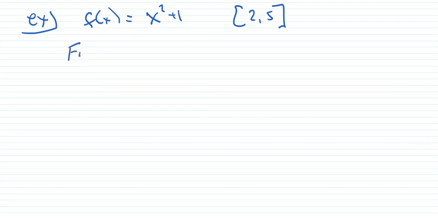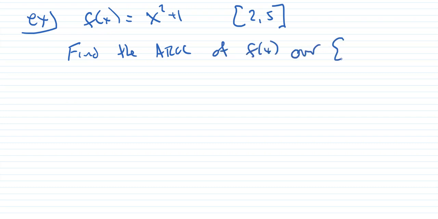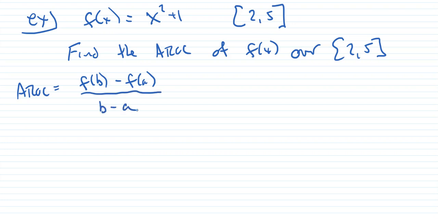Find the average rate of change of f of x over the interval from 2 to 5. So let's start by using our formula. Average rate of change is f of b minus f of a over b minus a. All right, well, what is the function value at b? Well, here's our function, so let's plug b in there. So we would have 5 squared plus 1.